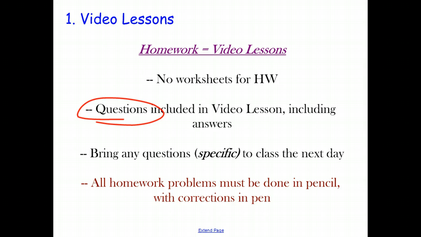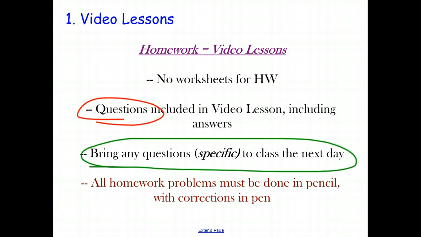Part of this, though, as the homework is only video lessons and you get the answers to the questions, is that in order for this to work, you're going to need to think about these concepts as you're going through the videos and bring any specific questions that you have to class. Now, specific questions are things related to particular parts of the video or particular parts of the topic that you don't understand. Coming into class and just saying, I don't understand it, is really not a specific question and gives us nowhere to jump off from and talk about.